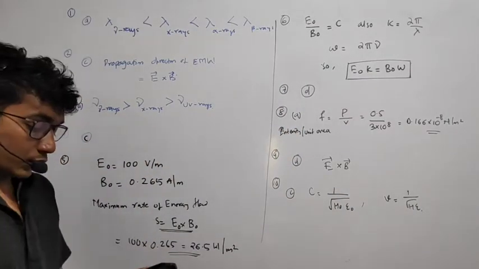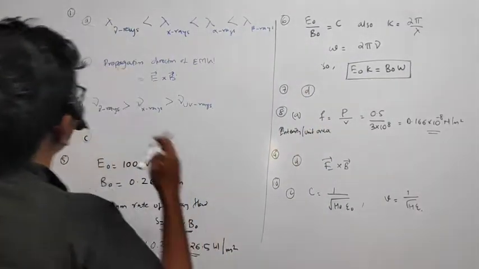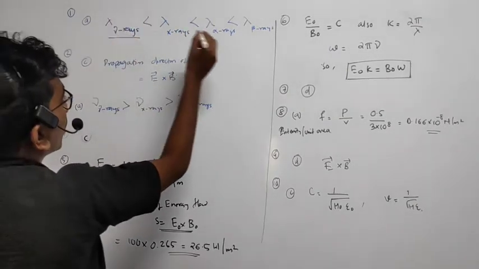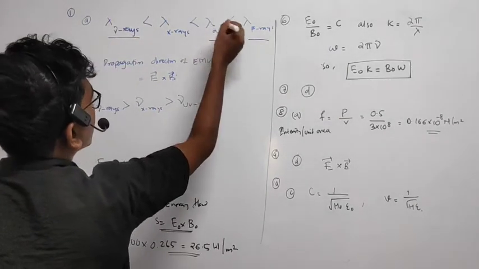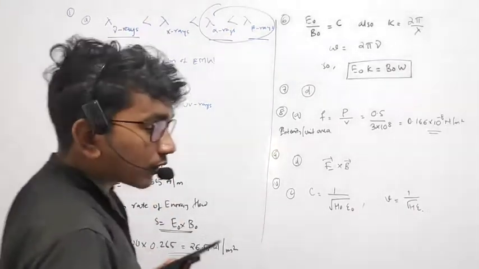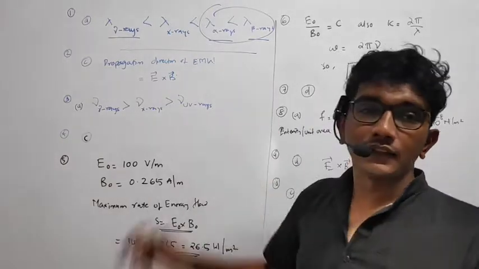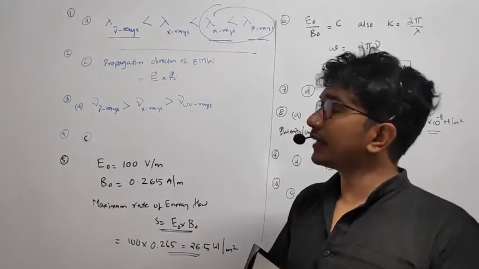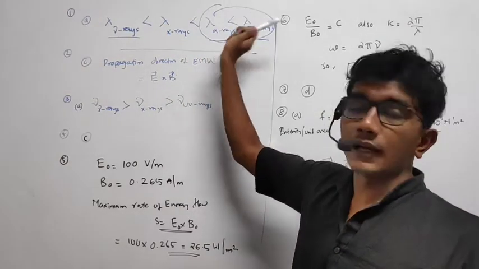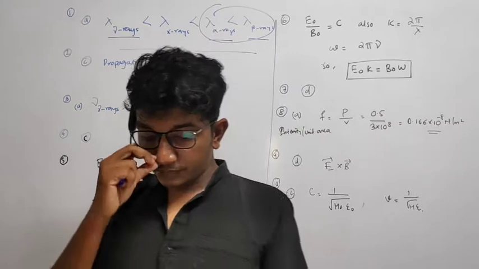A. So gamma rays have the least wavelength, and we know that gamma rays have maximum frequency. But what about alpha rays and beta rays? They have more wavelength than this one. So please note this order: gamma rays, X-rays, alpha and beta. Alright. So question number 2.